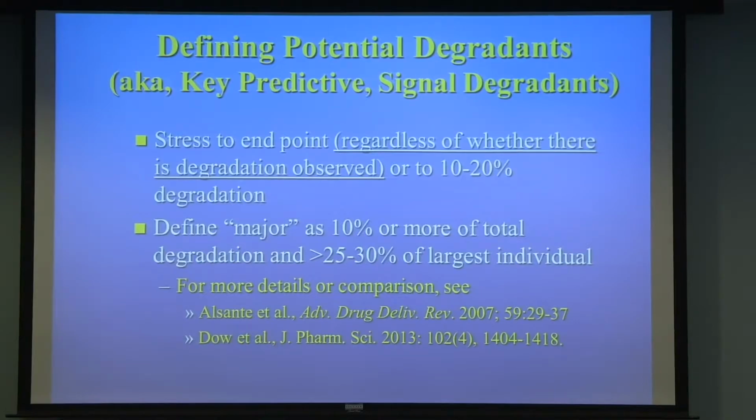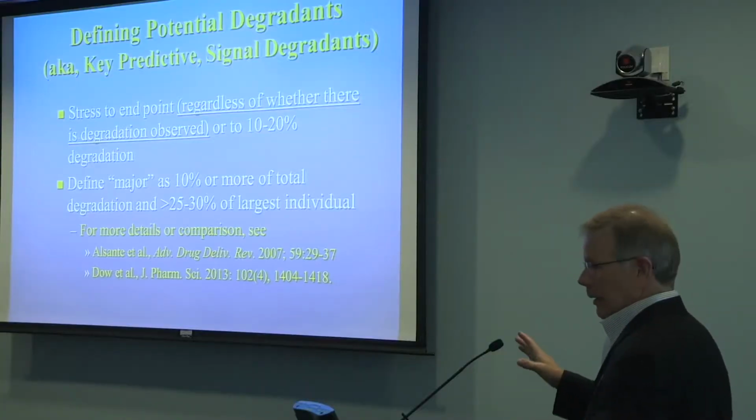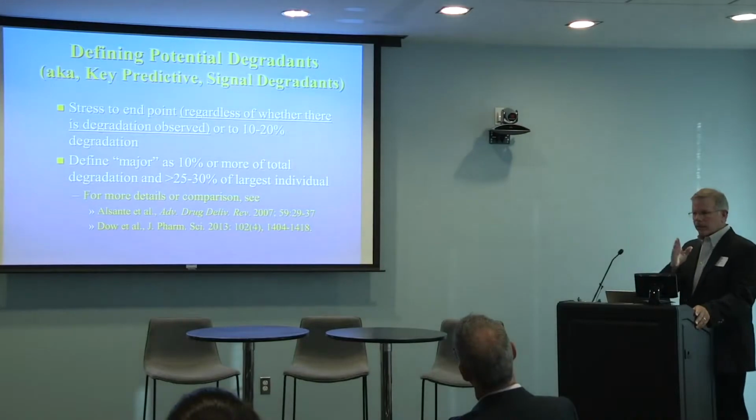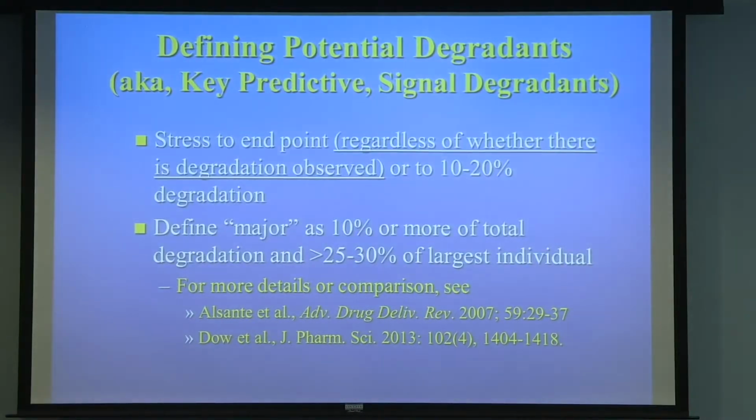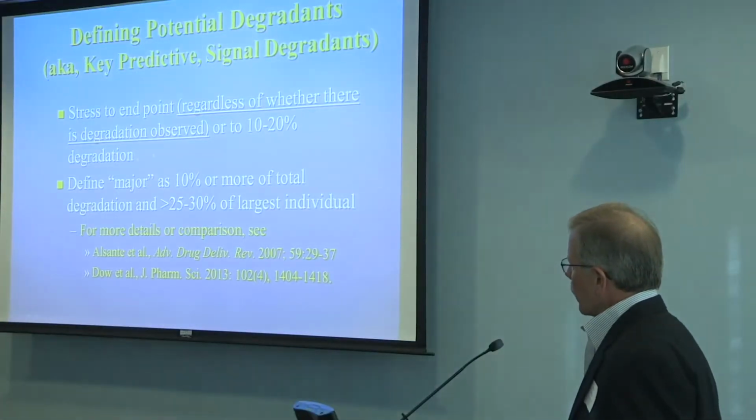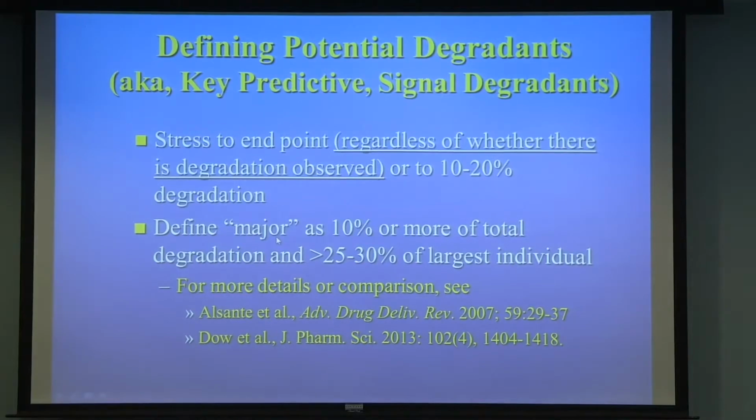We conducted all of these studies to stress it to the endpoint regardless of whether there was degradation observed. So if you didn't see any significant degradation at the end of those time points and conditions, it's stable to acid or it's stable to whatever. And we would define major. We would focus in on the compounds that were produced as major. You can get a lot of grass, a lot of small peaks, and if you try to focus in on all of those, then you really have an explosion. So we think it's best to focus in on the major ones, and you can have an algorithm for defining them. We did that by 10% or more of the total degradation.